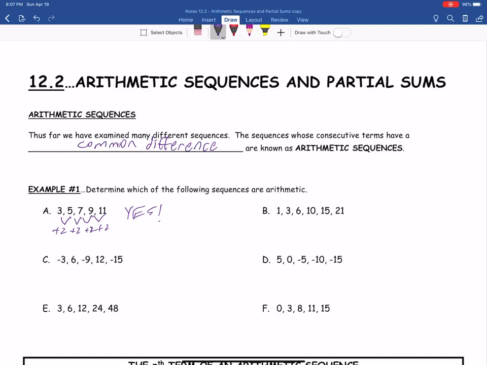So you could pause the video right now and try B, C, D, E, and F on your own, but I'm pretty sure that you can tell that this one is absolutely no, because this first one would be plus 2, and then we'd have plus 3. You don't even have to keep going there. We know that the answer is no, because those two differences here are not the same. Okay. Letter C. From -3 to 6 is plus 9. And this is minus 15. That's already a no.